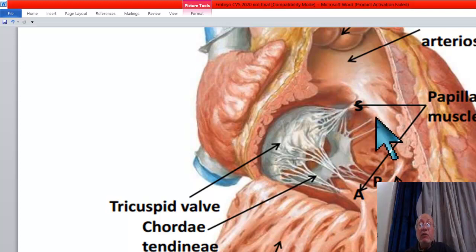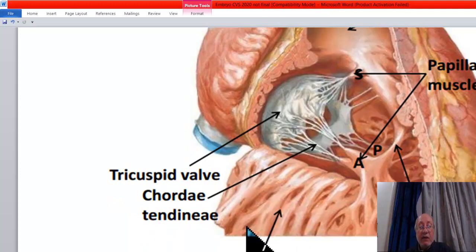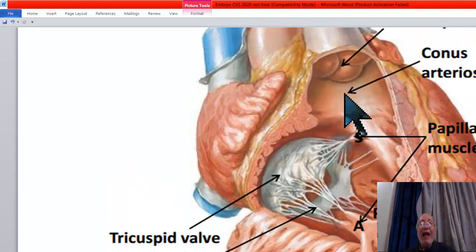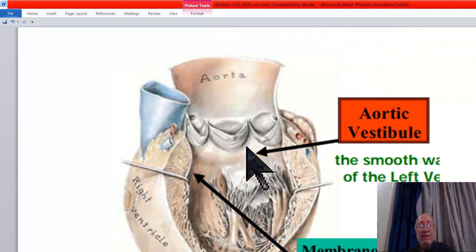The bulbus cordis forms the main part of the right ventricle, which is called the trabeculated part, which contains trabeculae carneae, all this rough area, from absorption of the proximal part of the bulbus cordis. The smooth outlet part of both ventricles, right ventricle and left ventricle, comes from the mid portion of the bulbus cordis, which is called the conus cordis.